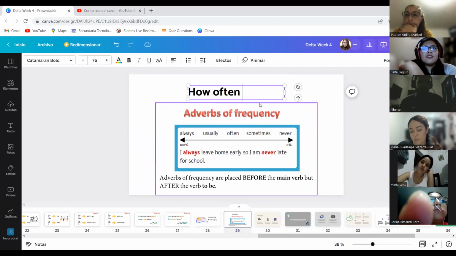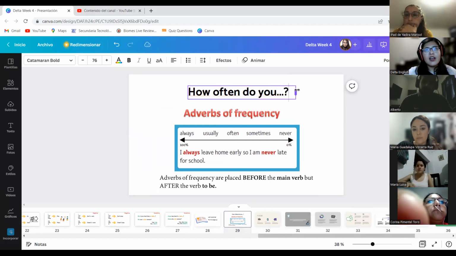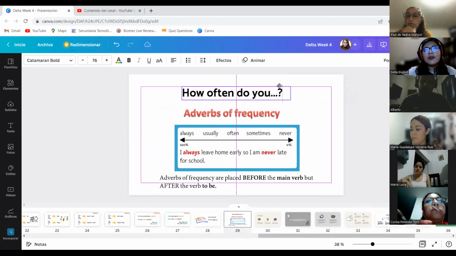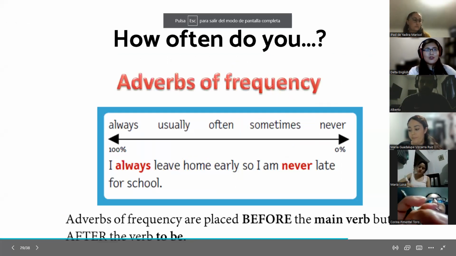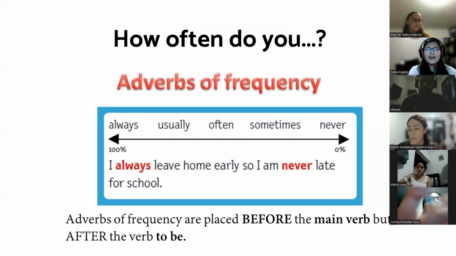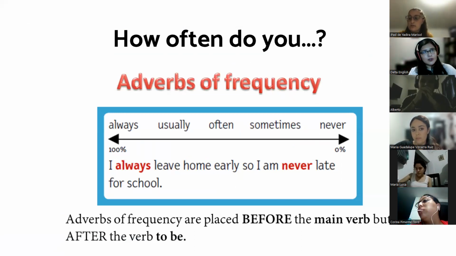How often do you, for instance, cuando yo estoy hablando de preguntas, puede ser que yo te pregunte si haces algo. Do you play soccer? Do you like movies? Do you read books? Do you run very fast? Y yo les pregunto nada más si hacen algo. ¿Lo haces o no lo haces? ¿Sí o no? Pero puede ser que lo que yo quiera saber es qué tan seguido lo haces.